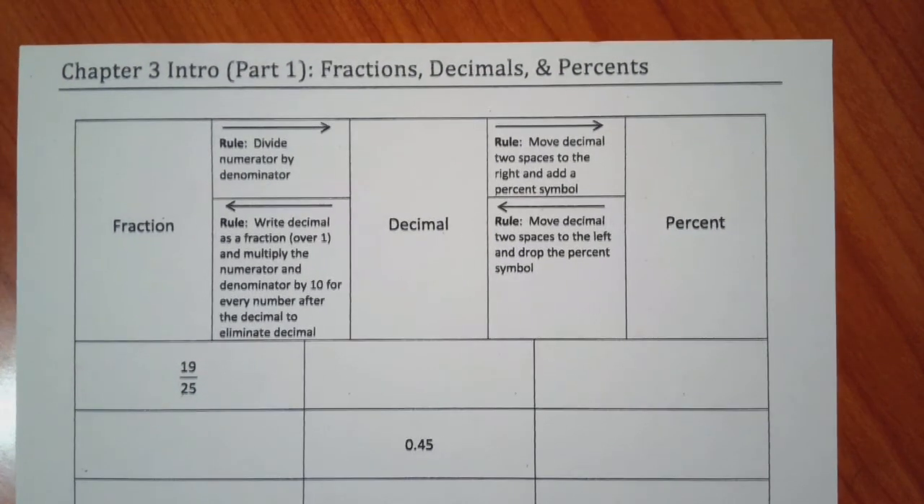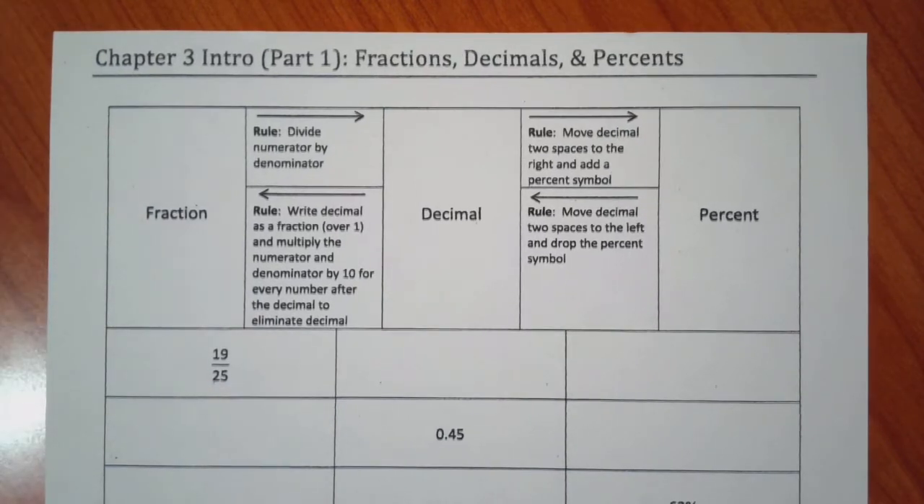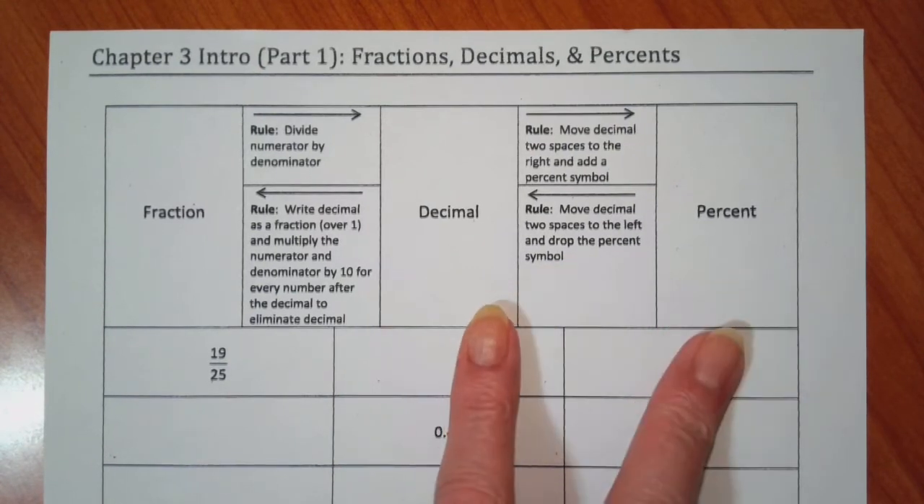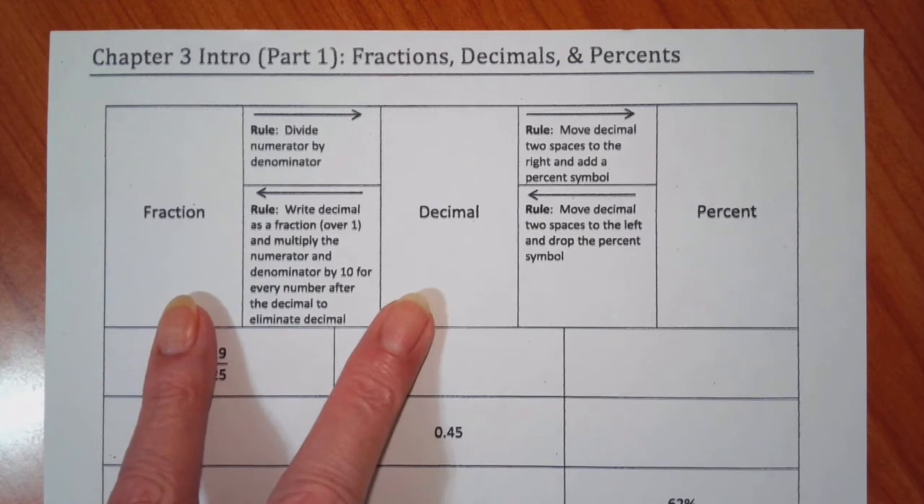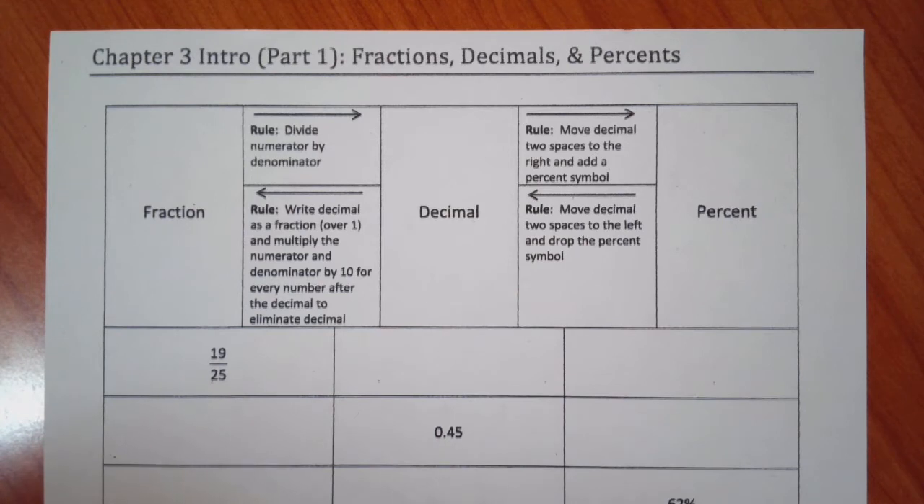Hi everyone. Let's start off by talking about how to interchange back and forth between fractions, decimals, and percents. They are all just representations of the same number, and we really want to focus on decimals and percents. The fractions we will talk about because we need to know how to do that, but mostly we're going to be working with this. Okay, so notice these arrows.